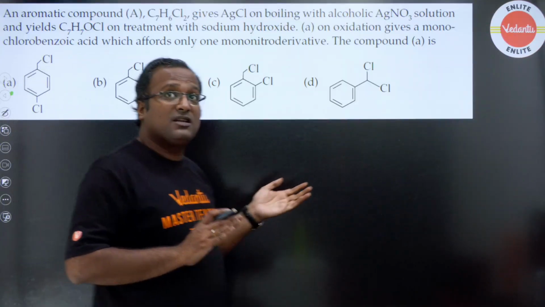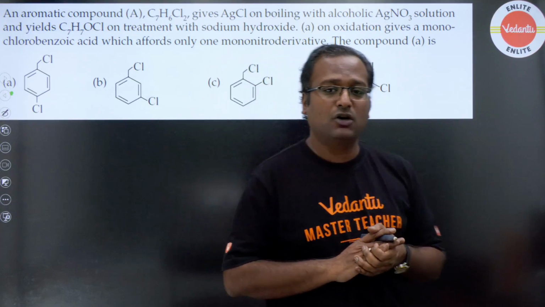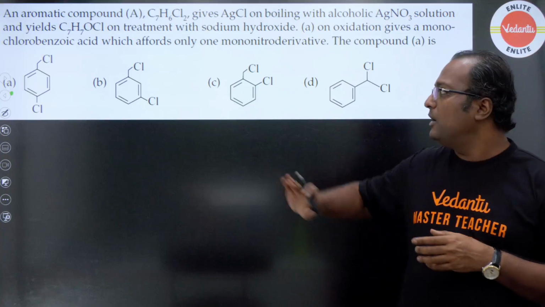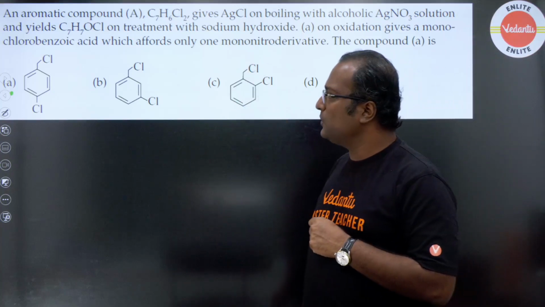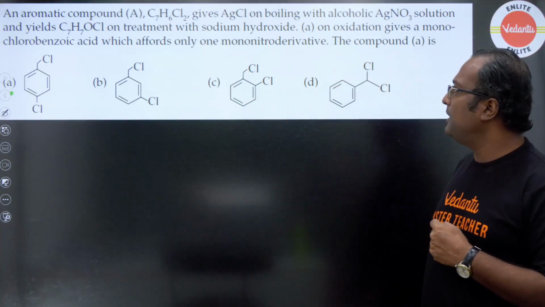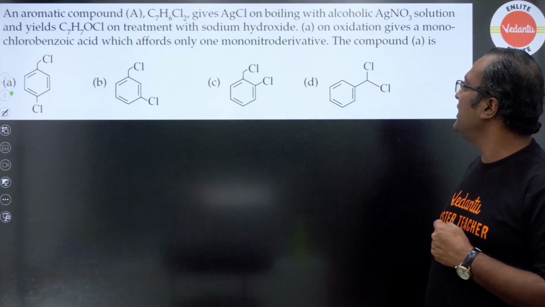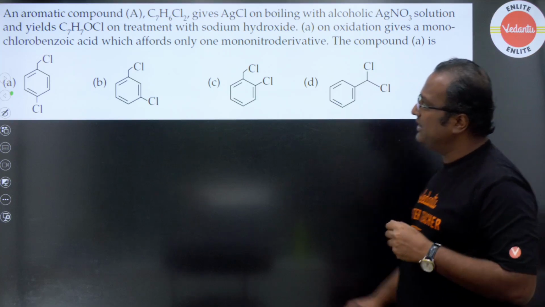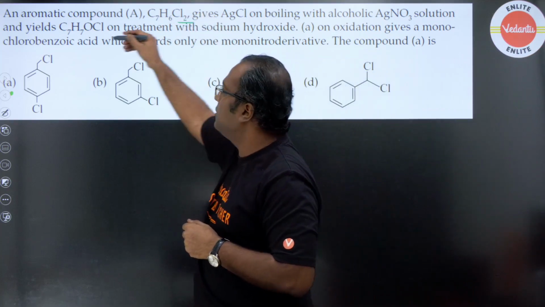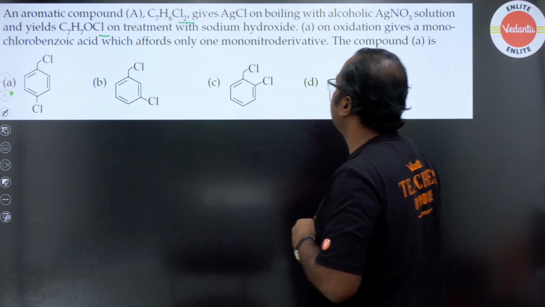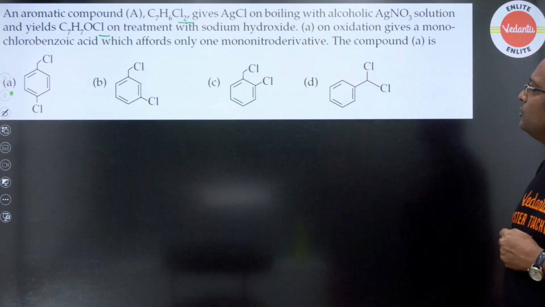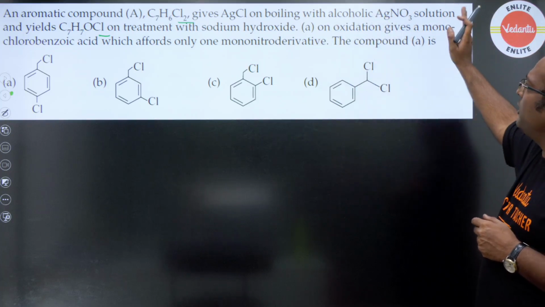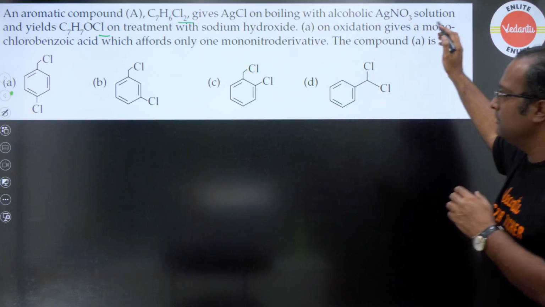So that was a difficult question, a heavy question based on the substitution and elimination logic. Now, this is overall a simple question. An aromatic compound gives AgCl on boiling with alcoholic AgNO3, and one of the chlorines got substituted. Okay? Oh no, there are two parts. The compound gives AgCl on boiling with alcoholic AgNO3.